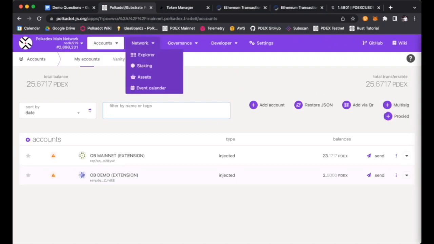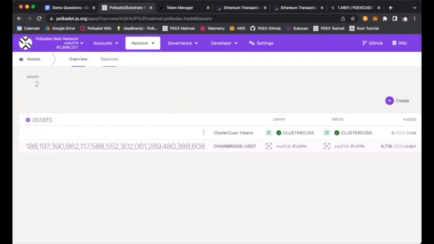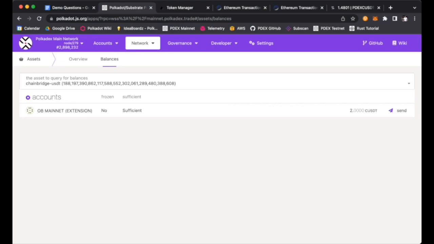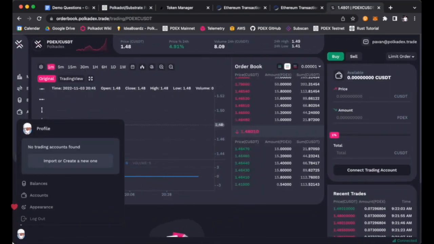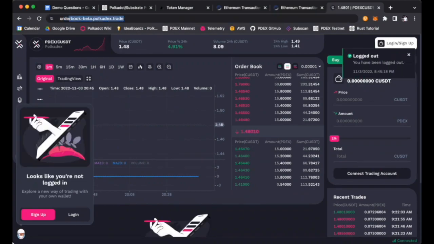You can go to assets, click balances, and see the number of CUSDT tokens, which is Chainbridge USDT tokens, Tether tokens here. Now that's the first step to trade on Polkadex. The second step is, once you have some PDEX tokens and some Chainbridge USDT, you can go to orderbook.polkadex.trade.